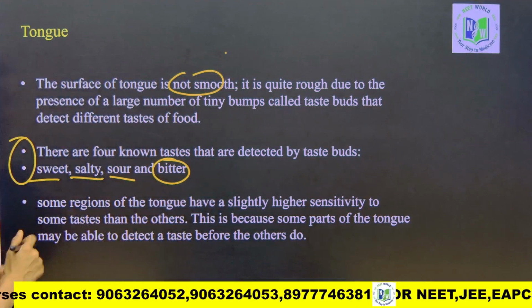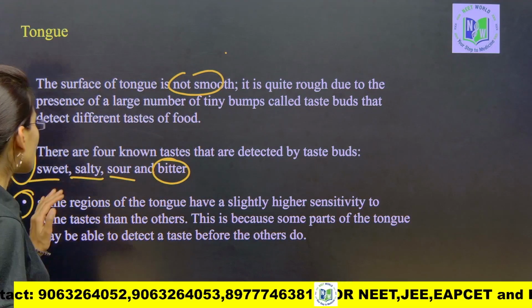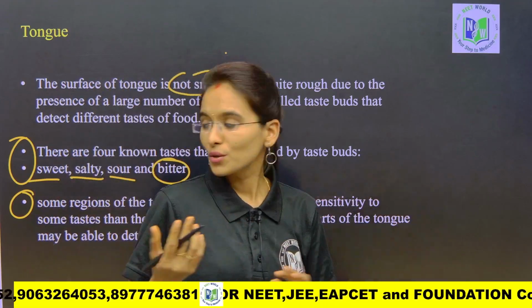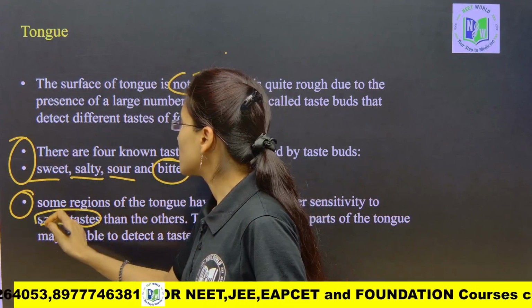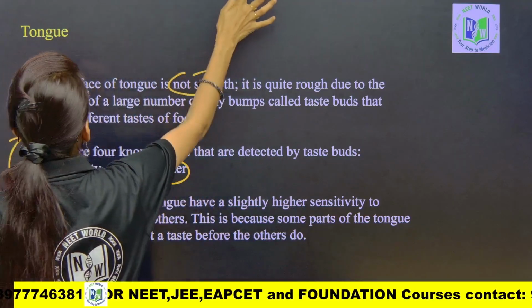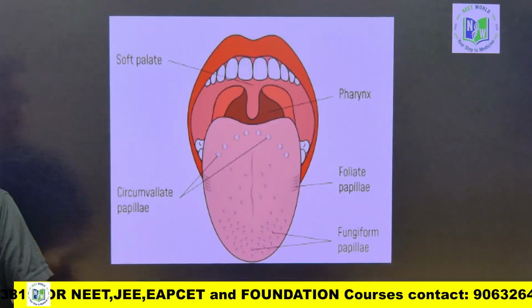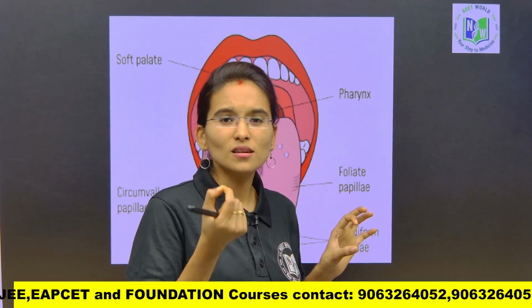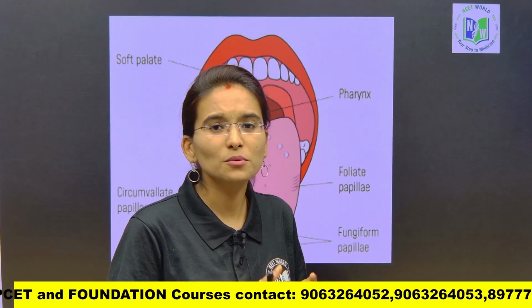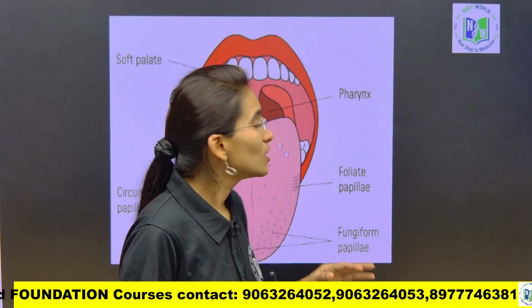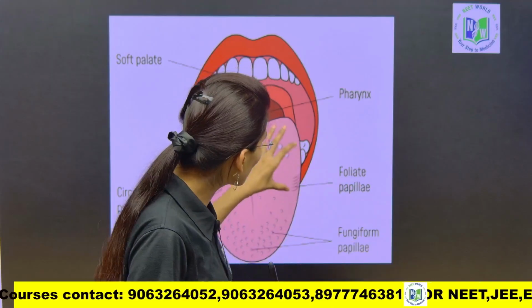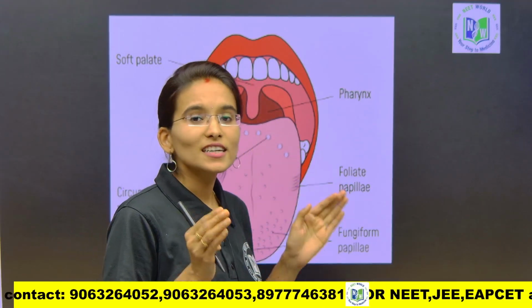Clear? But see here, some regions of the tongue have slightly higher sensitivity to some tastes. To make this point clear, look into this. Here, many different types of rough structures, which are tiny bulged structures, are present on the tongue. They are going to detect the taste. Okay, my dear students, only the taste buds will detect the taste of the food.